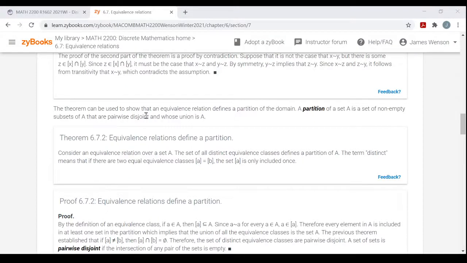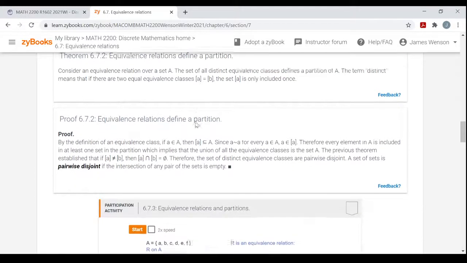This theorem can be used to show that an equivalence relation defines a partition of the domain, a partition of the set that the relation is on. And I've already mentioned this. A partition of a set A is a set of non-empty subsets of A that are pairwise disjoint and whose union is A. So they're non-overlapping sets that form A when you take their union.